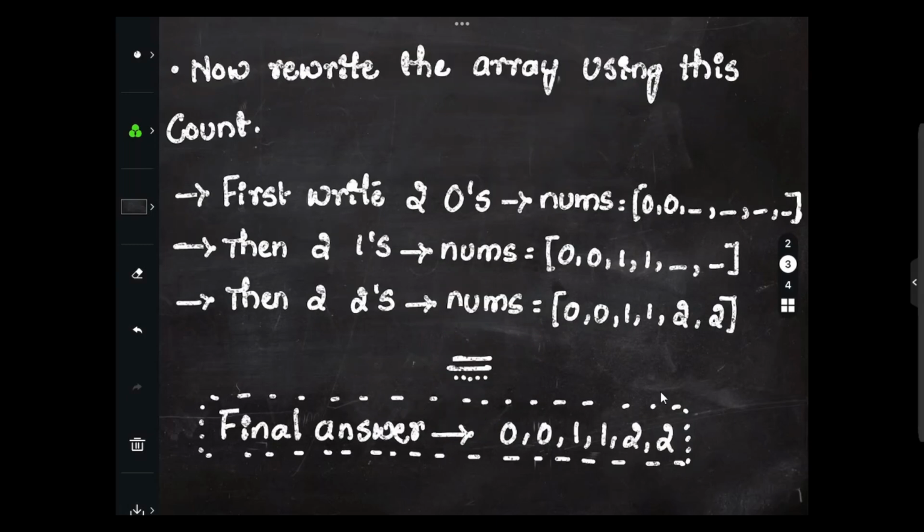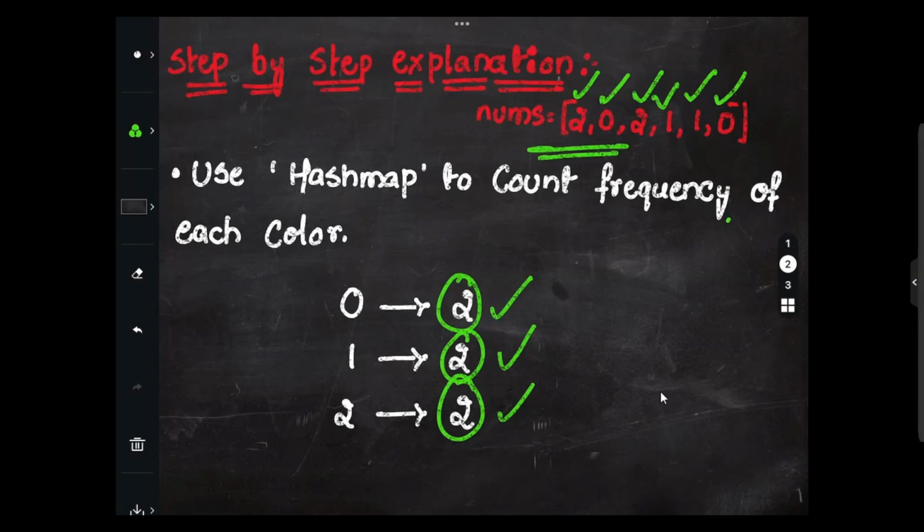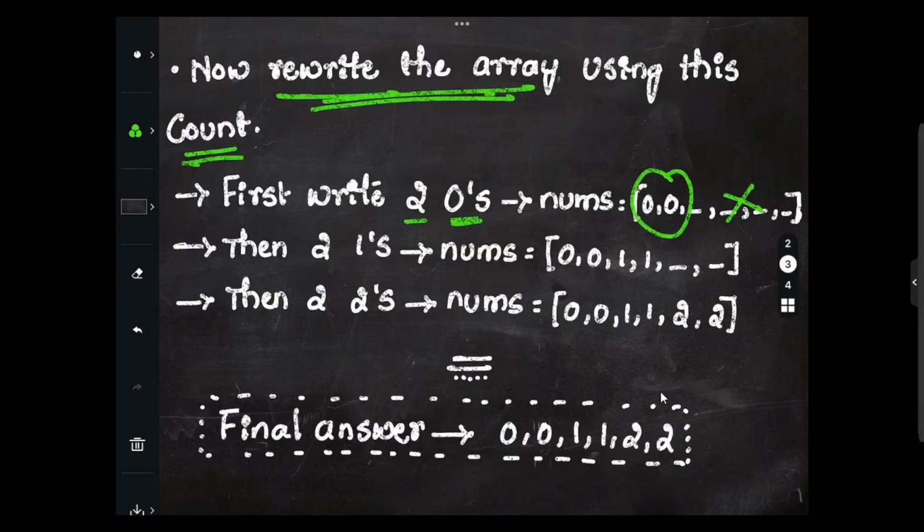The next part is that we will rewrite the array using the count. First we will write two zeros, where this one will be blank, so that is the reason I have given underscores here. First we count the frequency of each color, and after counting the frequency using the hash map, we can write in this way. We are just rewriting the array.